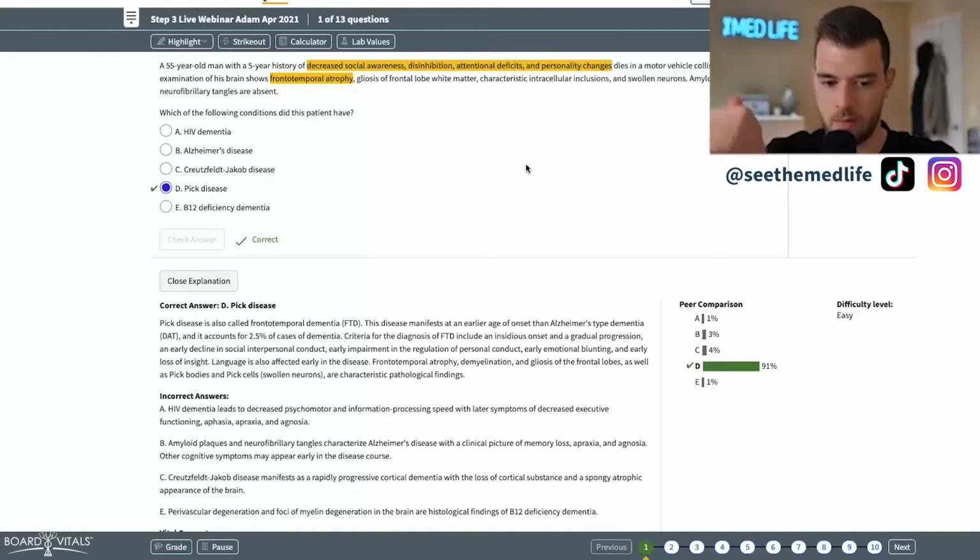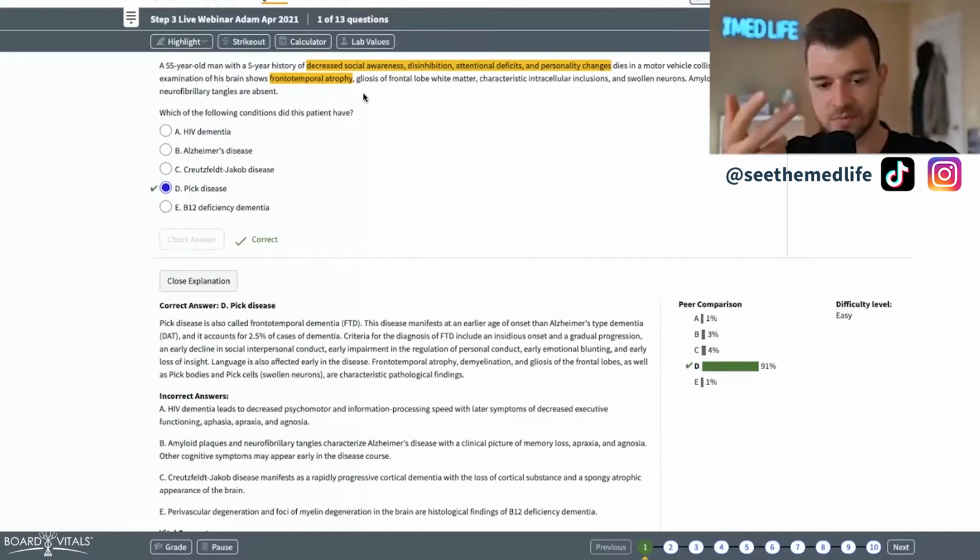So now in that order, we go back up to the top. We know they're 55 years old. They've had a slow 5-year decline, and they're having that decreased social awareness, disinhibition. So they have these weird neuro symptoms and frontotemporal atrophy on the autopsy. If you know your pathology really well, you'll see the gliosis of the frontal white matter and these intracellular inclusions.